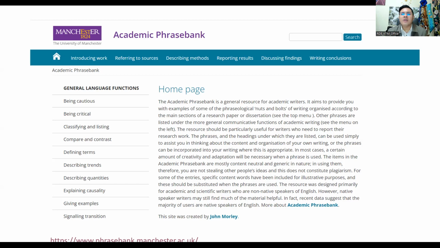And lastly, to summarize the results section: The results suggest that. The results also indicate that. In summary, for the informants in this study; the results in this chapter indicate; the next chapter. Therefore, we move on to discuss the next part. So this is the use of the academic phrase bank by Manchester.